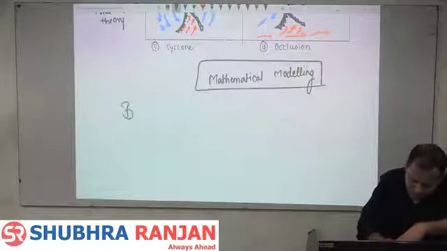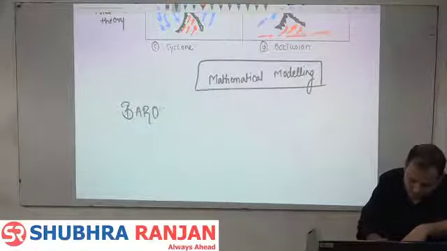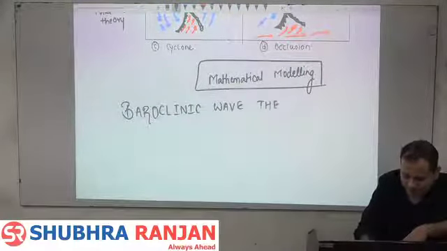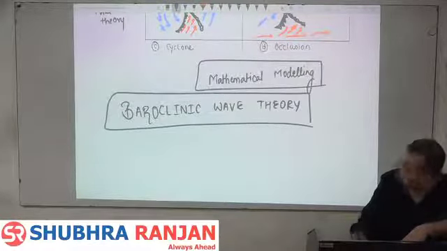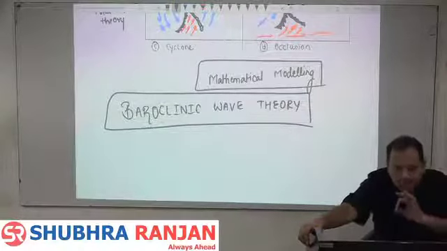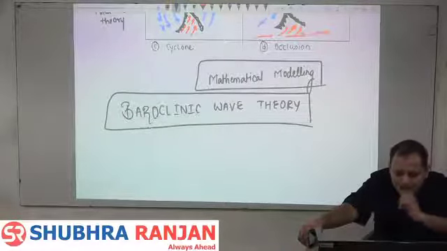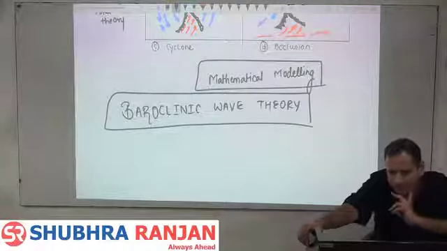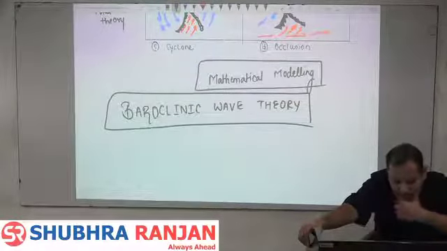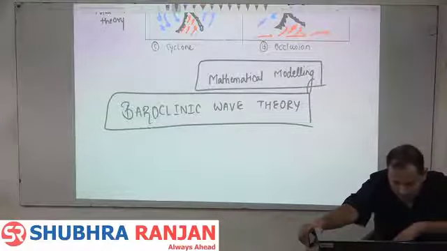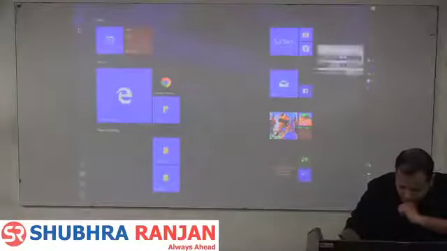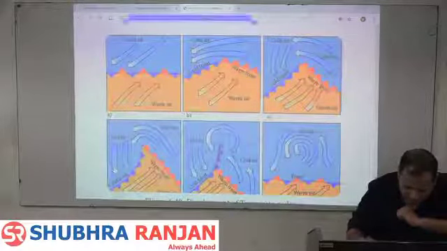And therefore, baroclinic wave theory is the most recent theory of explaining cyclones and anticyclones in the temperate region.